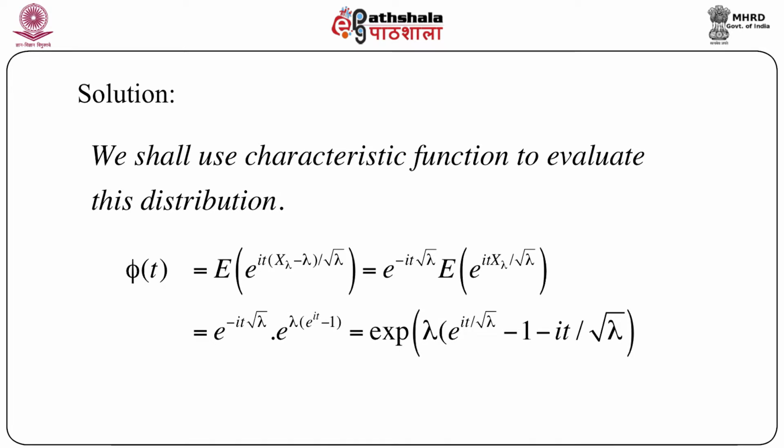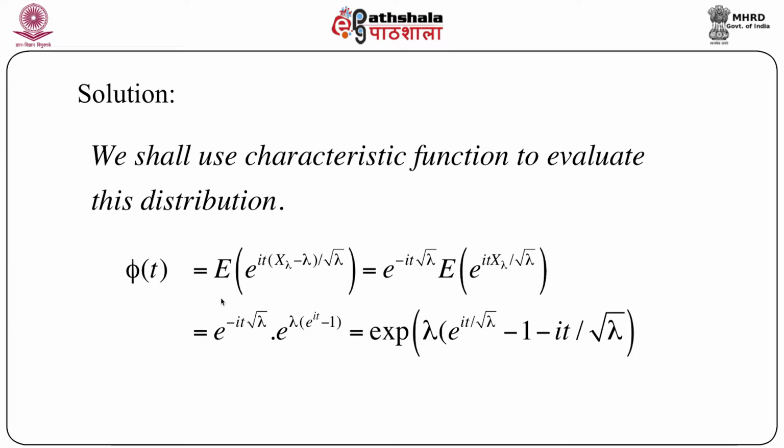So we will use the characteristic function to evaluate the asymptotic distribution of the standardized Poisson variable. Now, what is the characteristic function? We know the expectation of e to the power itX is the characteristic function of the random variable X. Here the random variable is the standardized variable. That means the random variable we consider is (X_lambda minus lambda) divided by square root of lambda.